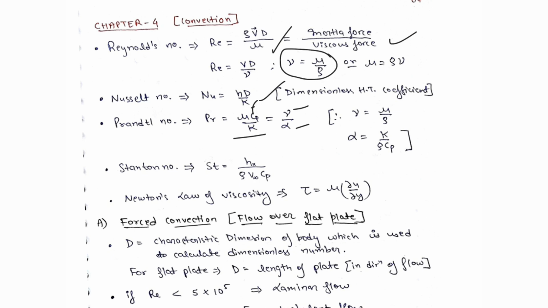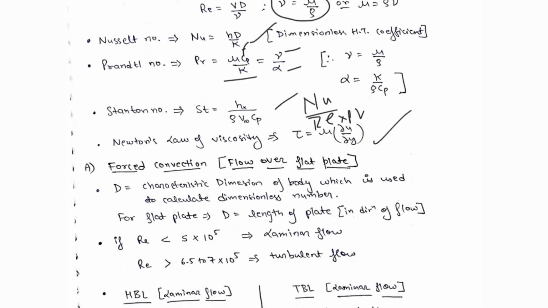Stanton number is written as hx by rho u infinity into Cp, or it can also be written as Nusselt number upon Re into Pr, Nusselt number upon Reynolds number into Prandtl number. And Newton's law of viscosity is just tau is equal to mu into du by dy.